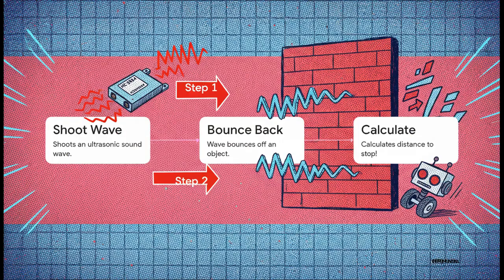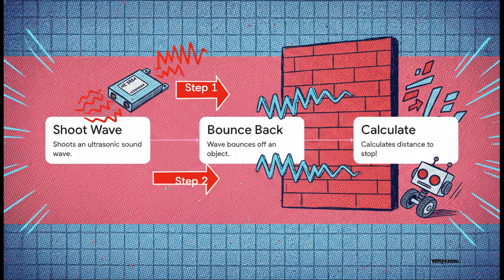Here is the 3-step breakdown of echolocation in action for a machine. Step 1. The HC-SR04 shoots out an ultrasonic sound wave. This is a frequency so incredibly high that human ears can't even hear it. Step 2. That sound wave travels forward until it smacks into a solid object, like a wall, and then it bounces straight back to the receiver.